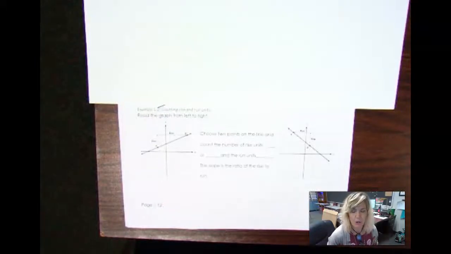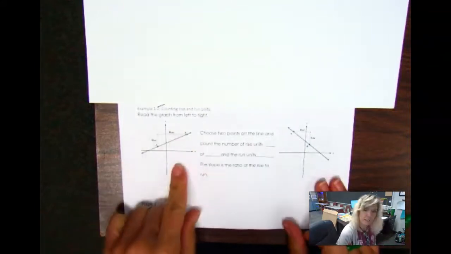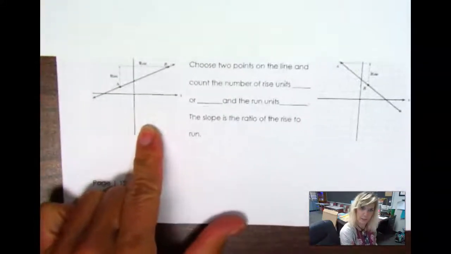We're going to talk about slope, and we are going to count rising and running on a graph. However, I'm going to show you a table later, and I think that you're going to like this method a lot. All right, so to take a look at this graph, we are just going to determine the rise over the run.